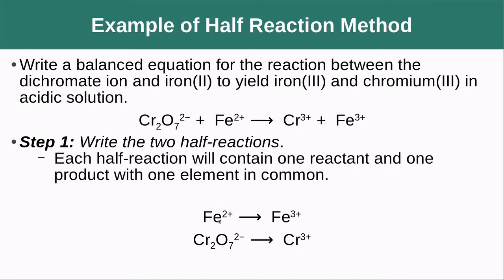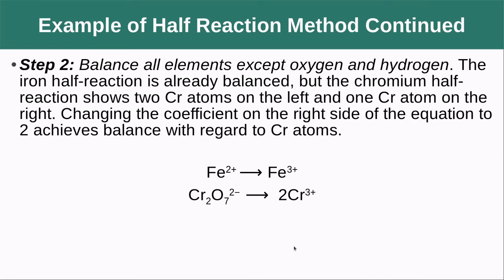So the iron went from an Fe2+ state to an Fe3+ state. And the dichromate went from Cr2O7 2- to Cr3+. We will then balance the elements that are not oxygen or hydrogen. We have one iron here, we have another iron here, so we're good there. We have two chromium atoms here. We need to add a 2 over here so that we have two chromium atoms over there.